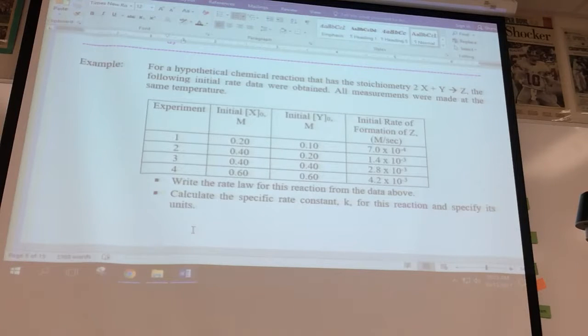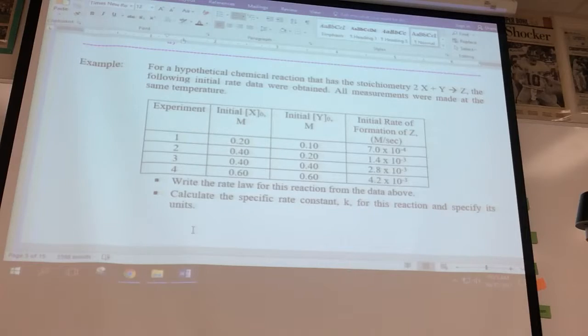But I think it's really good thinking practice and making sure that you can really make something work when it's not all the rules that you've learned before. It says, in a hypothetical chemical reaction that has the stoichiometry 2X plus Y yields Z, the following initial rate data were obtained. All measurements were made at the same temperature. You've run 4 experiments. You've altered the concentrations of X and Y, and you've looked at the initial rate of formation of Z in molar per second.